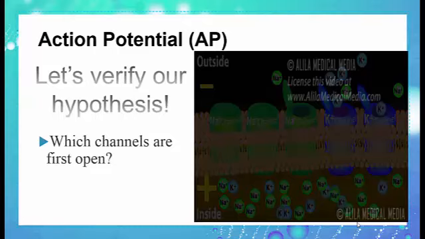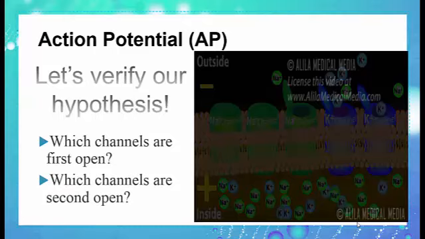Which channels are first open? As we see in the video, first sodium channels are open and sodium ions penetrate inside, so the charges are inversed, positive inside and negative outside. Then potassium channels, which are blue in the video, are open, so potassium ions diffuse or move outside the cell to re-inverse the charges as they are in the resting potential.